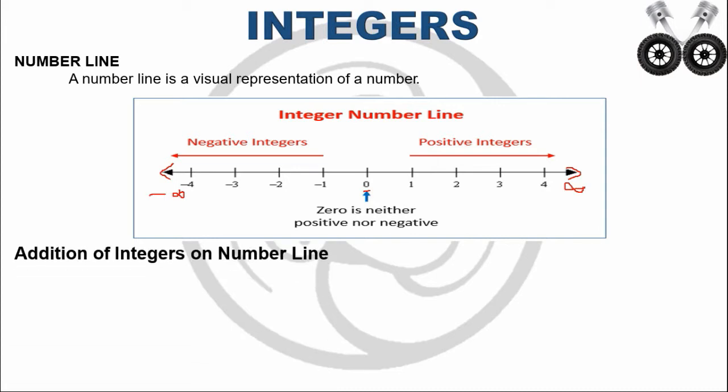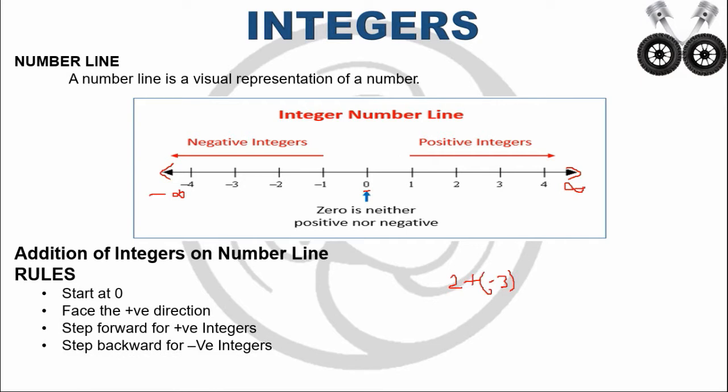So next we are going to see the addition of integers on the number line. There are certain rules we have to follow while adding two integers on the number line. For example, if we are going to add two integers, that is 2 plus minus 3. What is the first step? Start at 0. We have to start here. Face the positive direction. Which is the positive direction? Wherever the positive integers are denoted, that is the positive direction. So I am facing the positive direction.